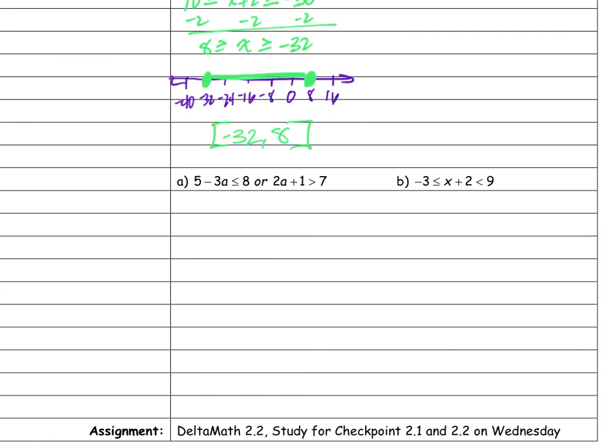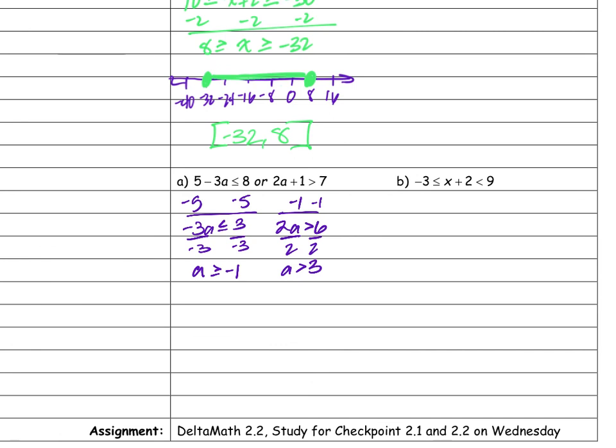Okay, so I'm going to subtract 5 from both sides here, and I get negative 3a is less than or equal to 3. Divide by negative 3, and a is greater than or equal to negative 1. Then subtract 1. 2a is greater than 6. Divide by 2. A is greater than 3.